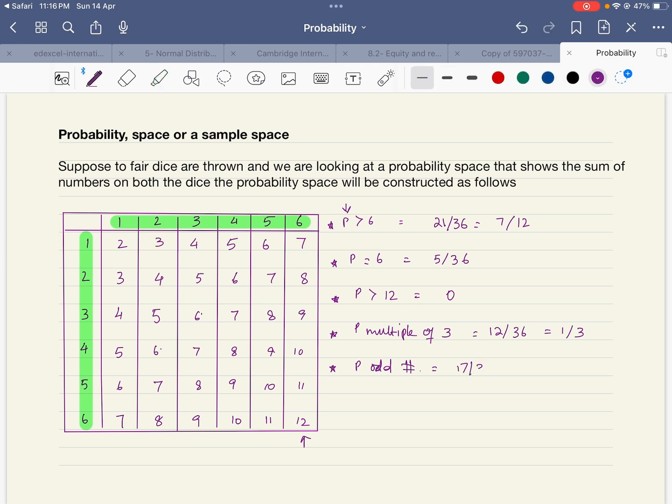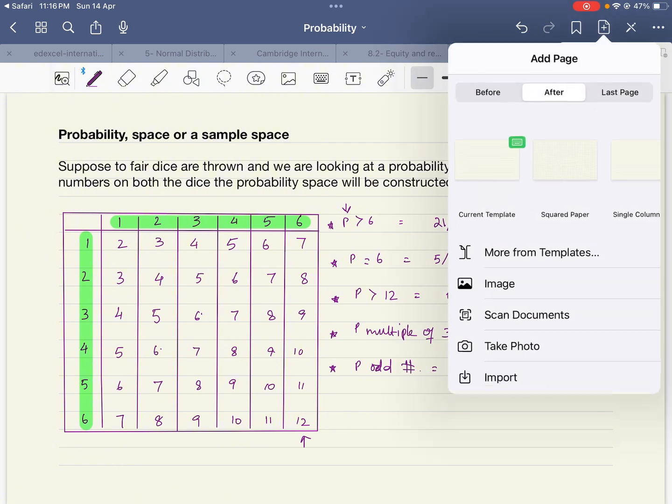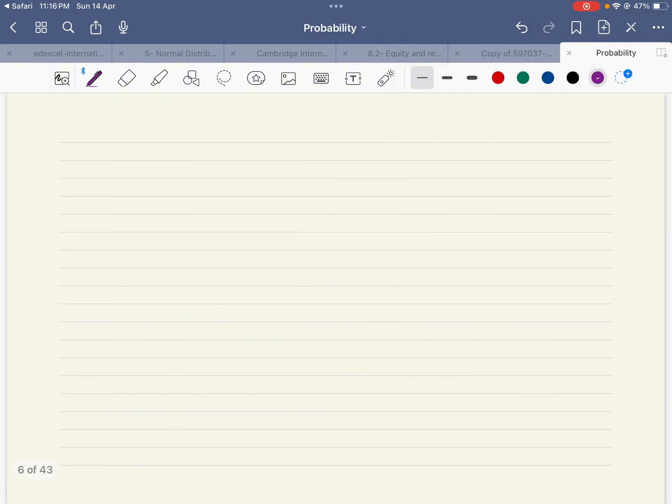Sample space can be something like a coin is flipped. 3 coins are flipped together. Draw a sample space. So it will be heads, heads, heads. This is one possibility. Right? This is coin 1, this is coin 2 and this is coin 3. So heads, heads, heads. First coin heads, tail, heads.